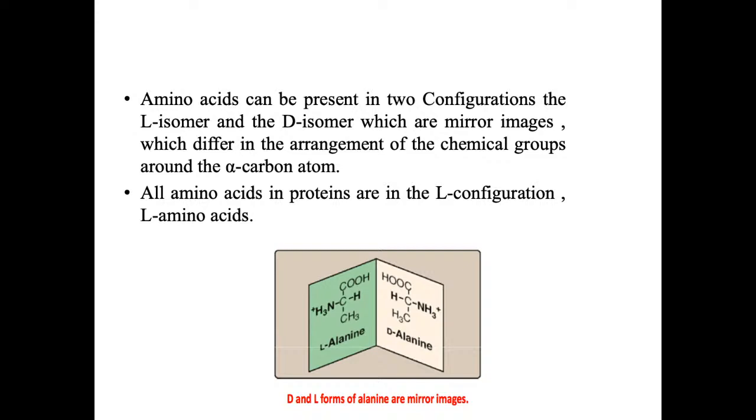Amino acids can be present in two configurations, the L isomer and the D isomer, which are mirror images. They differ in the arrangement of the chemical groups around the alpha carbon atom. All amino acids in proteins are in the L configuration. Here we can see the D and L forms. In the alanine structure, if the amino group is present on the left-hand side, this is L-alanine. If it is on the right-hand side, this is D-alanine.